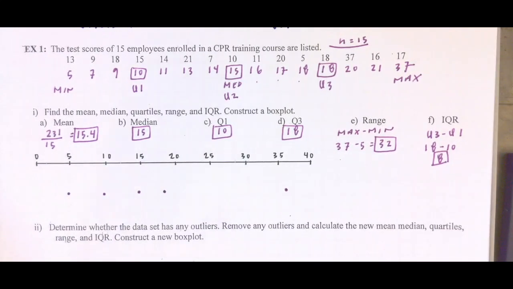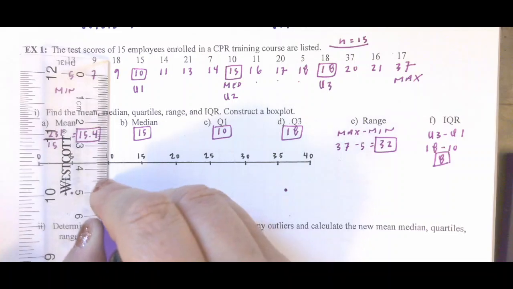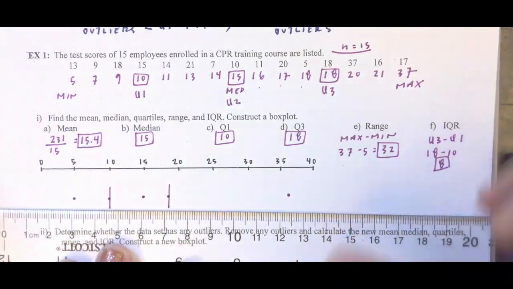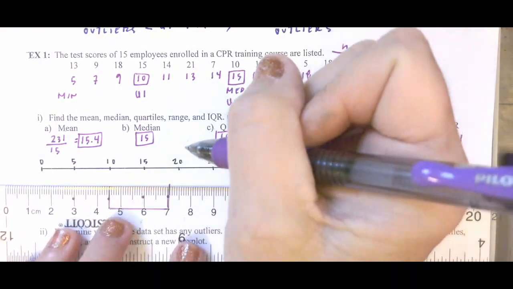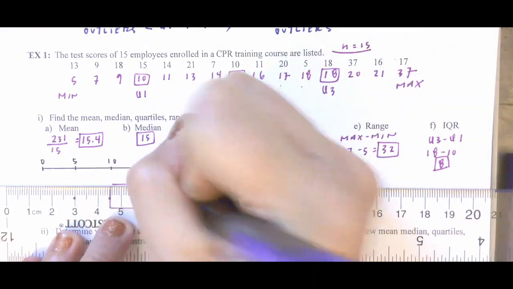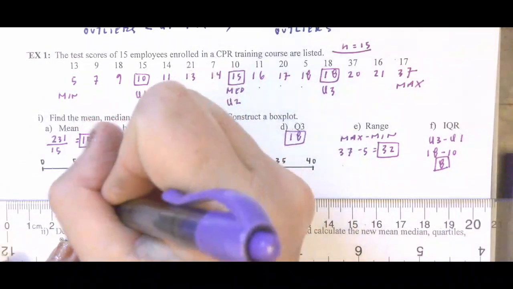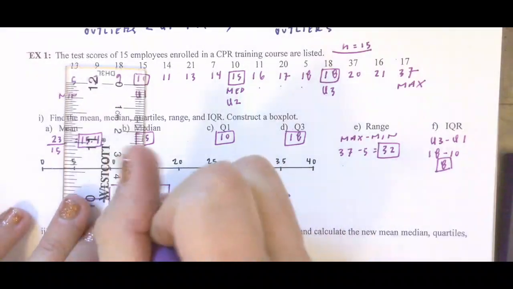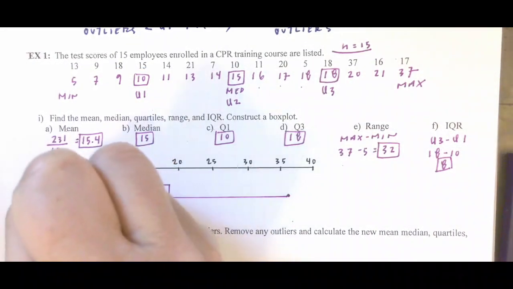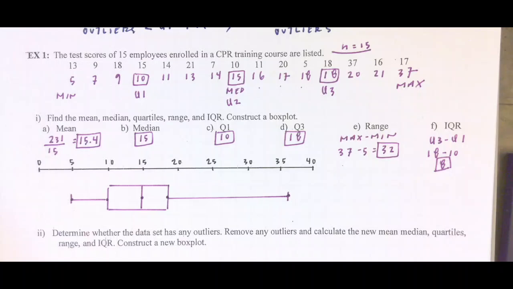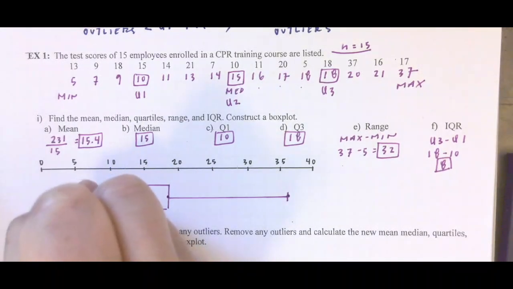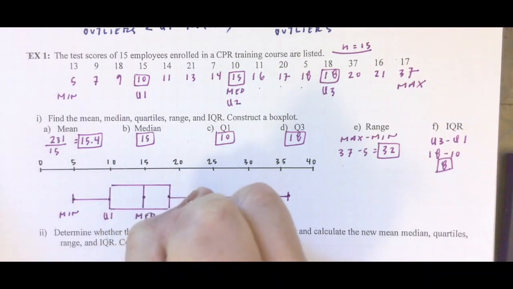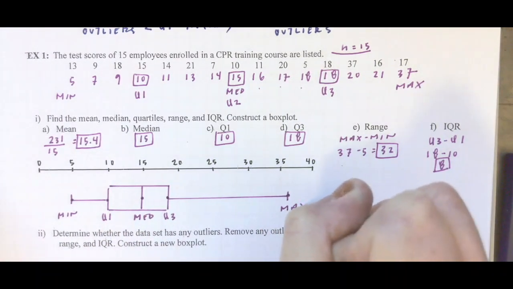Okay, next thing I'm going to do is draw my box. So here, here, here, and here. Okay, add in the whiskers. Okay, and then also the median. Okay, it should look like this. Again, this is the min, Q1, median, Q3, and the max.